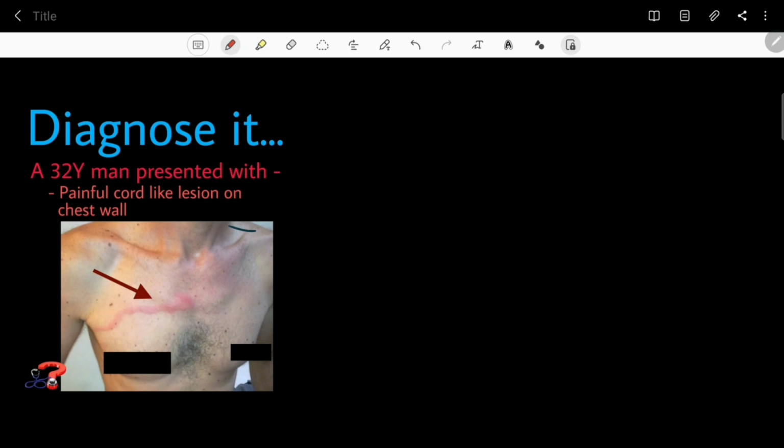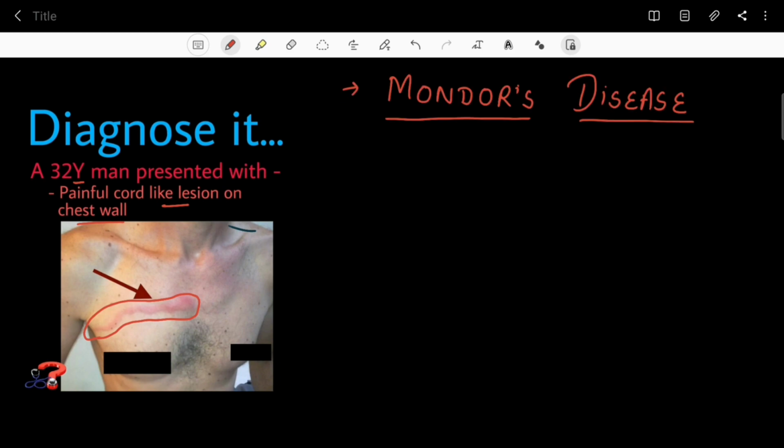Today we'll discuss this case, a 32-year-old man who presented with a painful cord-like lesion on the chest wall. As you can see here, this is the cord-like lesion on the chest wall. Now firstly let me tell you the diagnosis of this case. This is called Mondor's disease, and we'll discuss this disease under the usual headings.